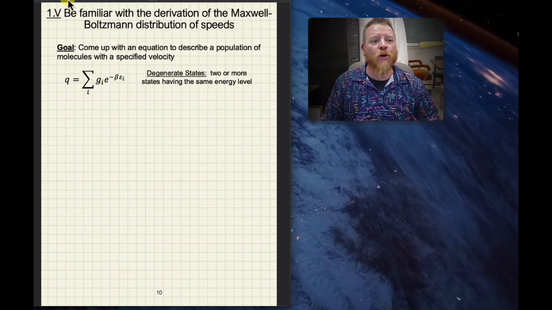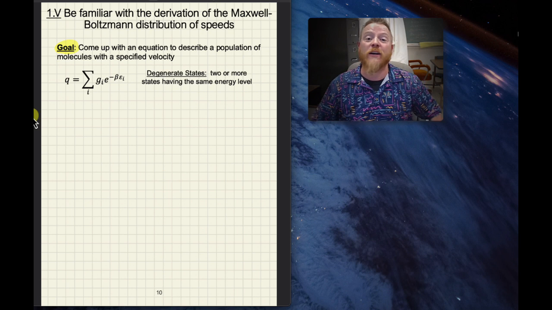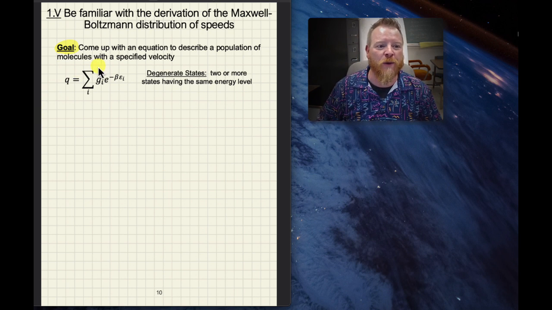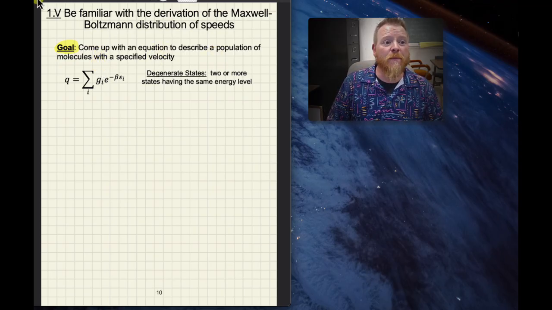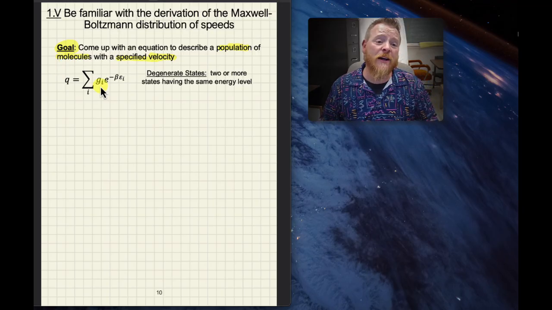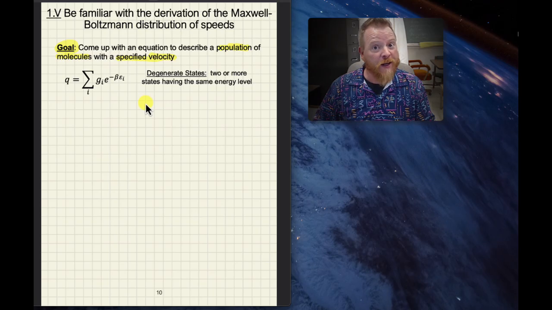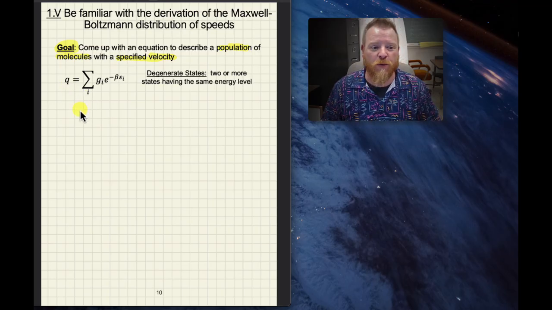Okay. So our goal, first, we have to ask, what are we trying to do? Because we are often going to come up with these derivations in Chem, and it's easy to get lost with what we're doing. So our goal is to come up with an equation to describe a population of molecules with a specified velocity. Because our translational energy levels are very, very small in energy, there's going to be a wide population distribution to describe those. So we want to use this partition function to come up with an equation for that.